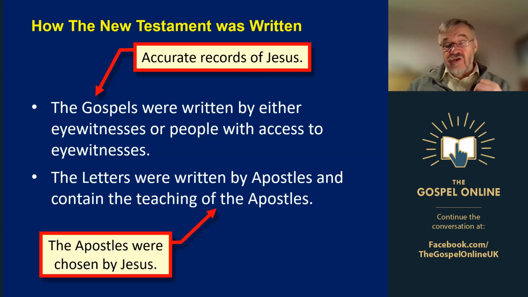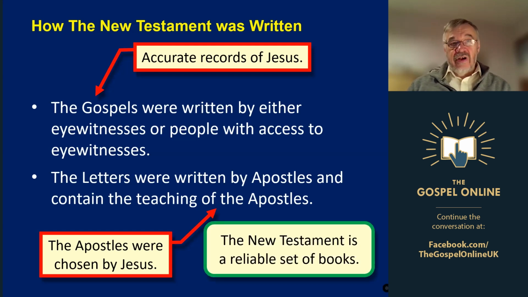These apostles, of course, were chosen by Jesus. They were chosen to preserve the teaching of the gospel and to tell other people about it. And basically, the conclusion we're coming up with is that the New Testament is actually a reliable set of books. If you want to know about Jesus, the place to go is the New Testament. If you want to know about the teaching of the apostles, go to the New Testament. That's where it's written down.